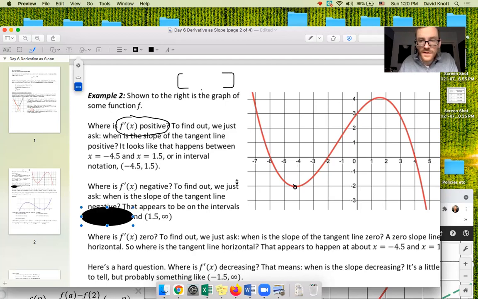And then, of course, it's negative again, I think, all along here. That runs from +1.5 approximately all the way up to +infinity. So that's why I wrote this interval here.